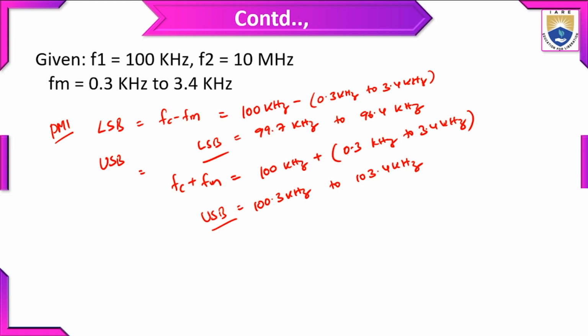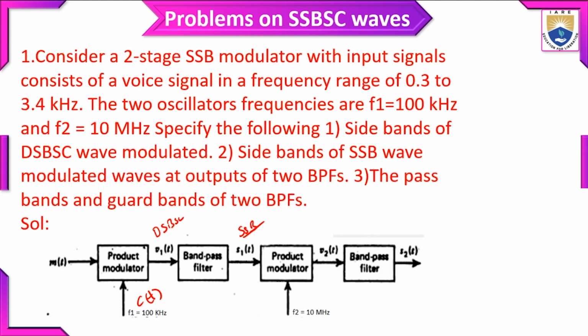Now here S1 of t. This is my DSB signal. In the first stage, we can say M of t is multiplied with C of t, then produces DSB signal. This DSB signal is passing through band pass filter. Then we got this S1 of t. S1 of t is nothing but SSB signal.